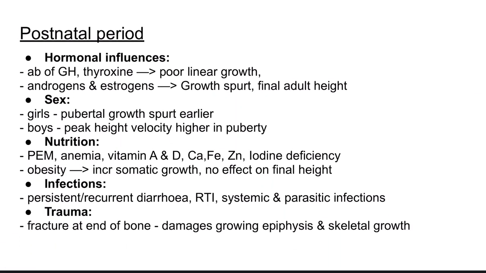And the other factors which affect the growth and development in the postnatal period are hormonal influences, such as the absence of growth hormone and thyroxine results in poor linear growth. Androgens and estrogens are responsible for the growth spurt and final adult height. And the sex of the baby, such as girls attain pubertal growth spurt earlier than boys, but boys attain peak height velocity higher than girls in puberty.